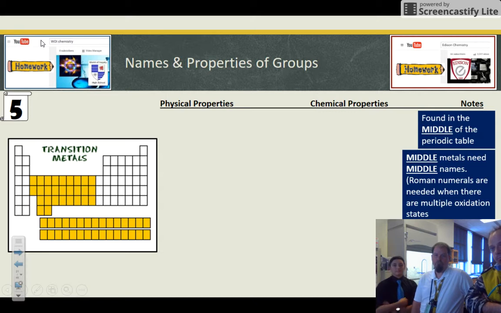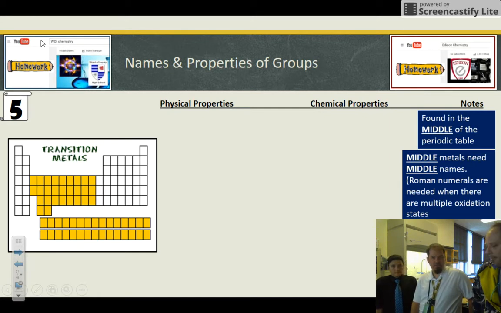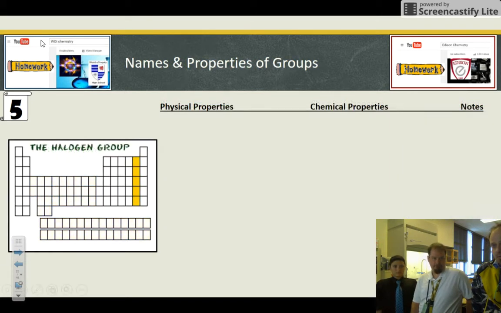And they're found in the middle of the periodic table. So we say the middle metals need a middle name. When we get into naming these and bonding, we will introduce Roman numerals to help us understand, is it iron 2 or is it iron 3? We need to know, because they have multiple oxidation states.